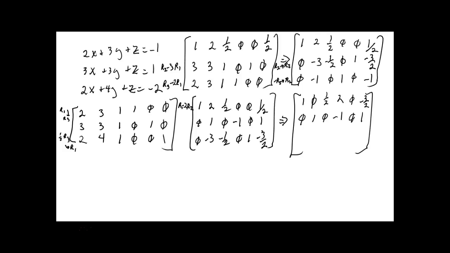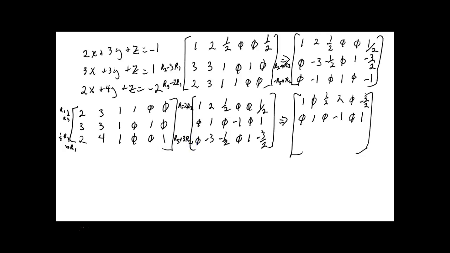By the way, we're using row 2. Yeah. So row 2 times 3, plus row 3. Okay, so this will be row 3 plus 3 row 2, or the way you said it, either one, they both do the same thing.